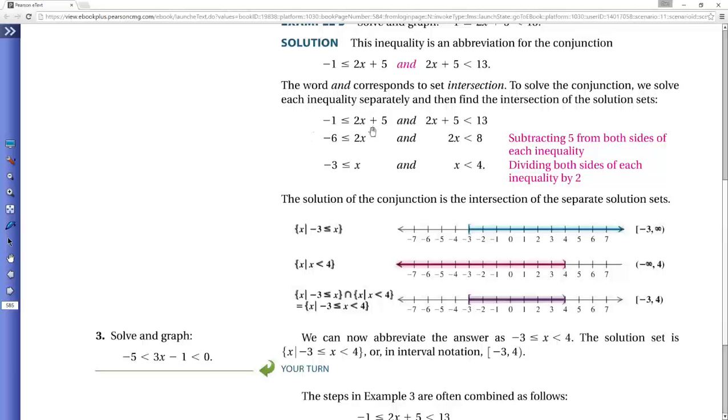Well, they solve this one by adding -5 to both sides. You get -6 is less than or equal to 2x. Take 1/2 times both sides. They say divide.